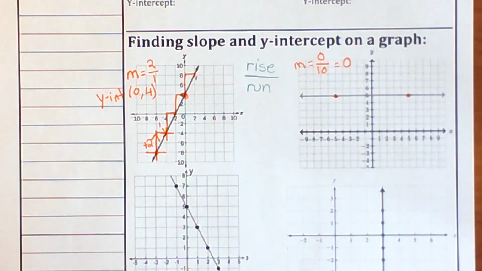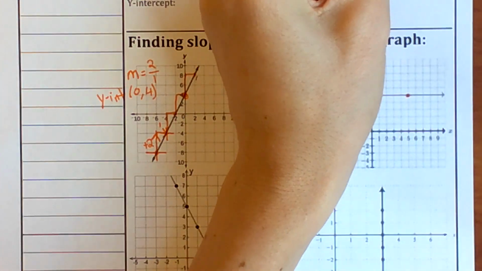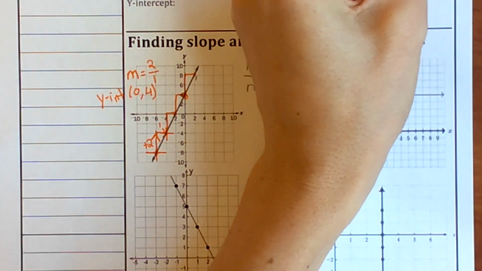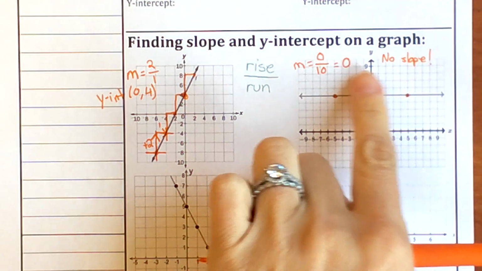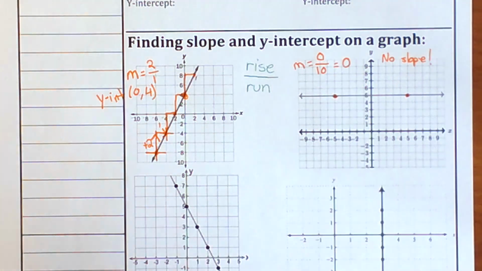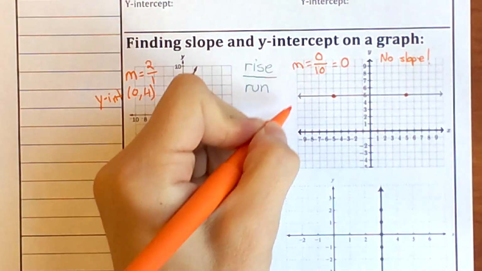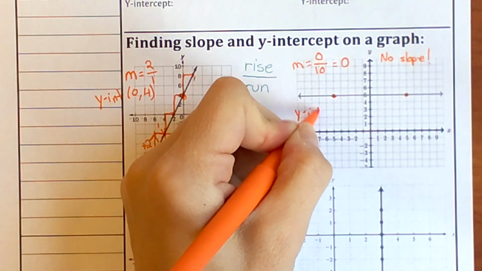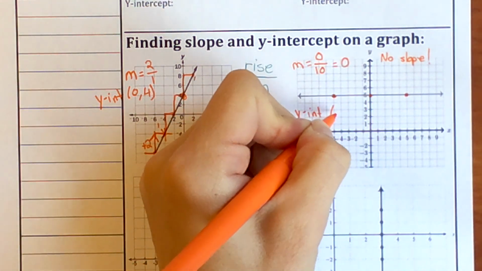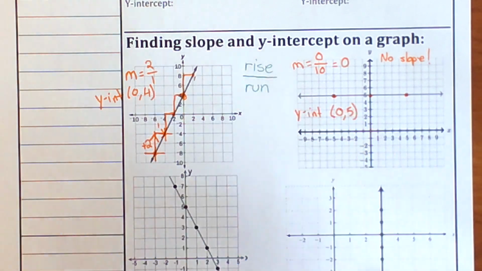So you can say the slope is 0, or you can say there is no slope. Both of those work. No slope or 0. And then my y-intercept right here is at 5, so (0, 5).